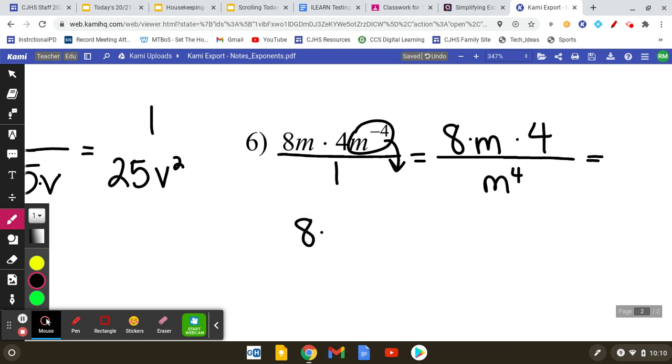Now we can write them out. So we have 8 on top with 1 m and a 4. And then how many m's are on bottom? 4.